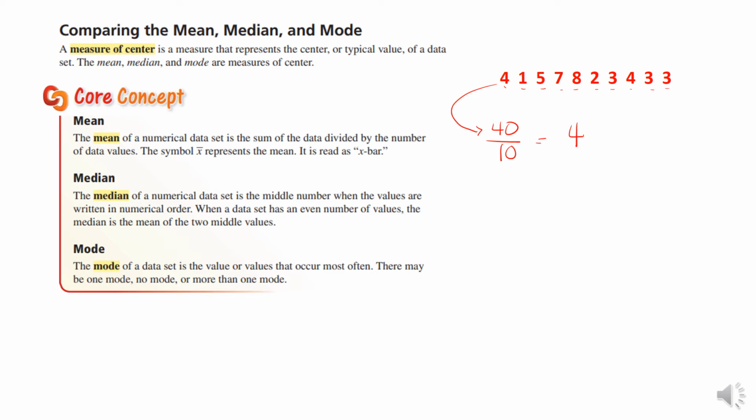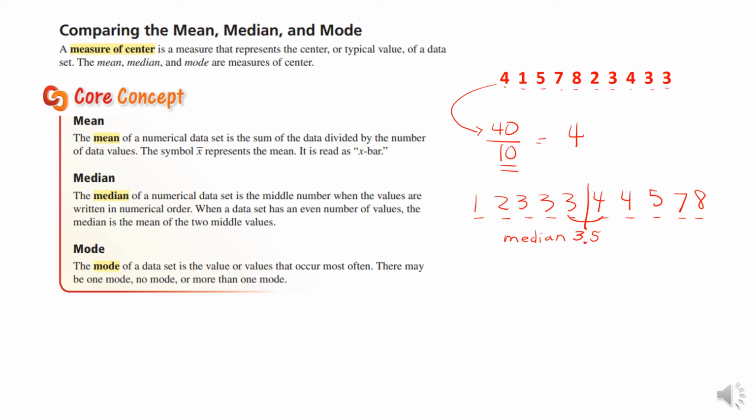Then to find the median, we have to put the numbers in order. So 1, 2, 3, 3, 3, 4, 4, 5, 7, 8. We already know that there's 10, so we're just going to count 1, 2, 3, 4, 5. I put a line, that's how I do it. 1, 2, 3, 4, 5. I always double check to make sure that it's halfway. And then you would take these two numbers and find the average of those. So my median is 3.5.